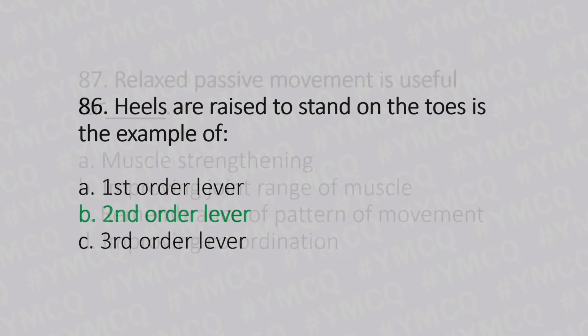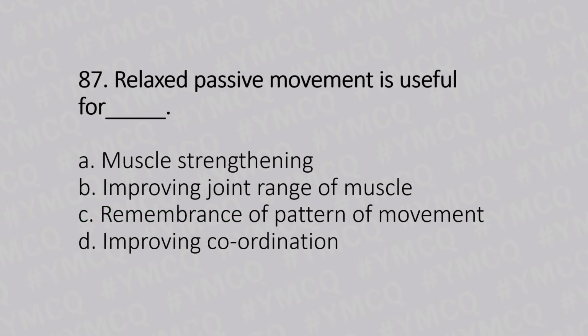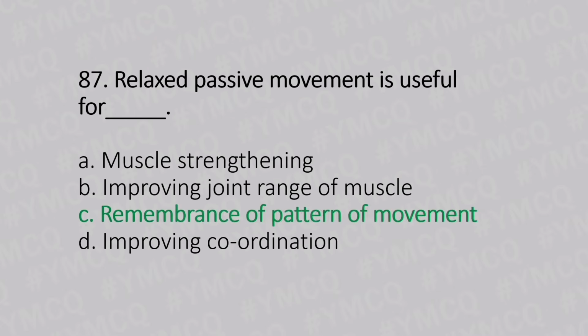Moving to our 87th question. Relaxed passive movement is useful for dash. Option A, muscle strengthening. Option B, improving joint range of motion. Option C, remembrance of pattern of movement. Option D, improving coordination. And the answer is option C, remembrance of the pattern of movement.